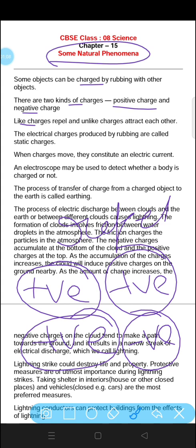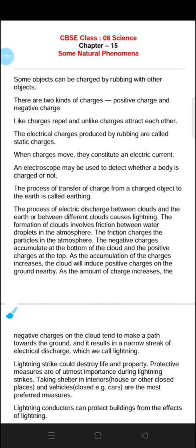The electrical charges produced by rubbing are called static charges. So whatever the example I have given of the scale, that generates static charges, due to which the scale will attract the pieces of paper. When charges move, they constitute an electric current. The movement of charges is called electric current.